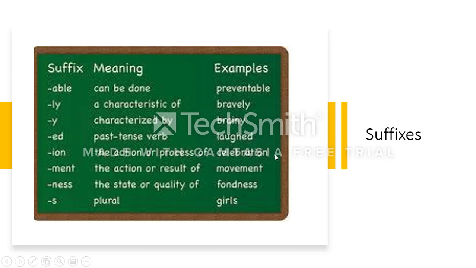Tion means action or process of. Celebration, intonation, inflammation, the process of. Ment, the action or result of. Movement, involvement, government. Ness, the state or quality of something. Fondness, to be fond of something. And the s, the plural. Okay, the plural, the s, the es at the end of girl is also a suffix, the same as the third person singular in the case of verbs.